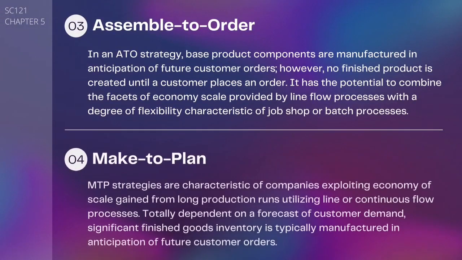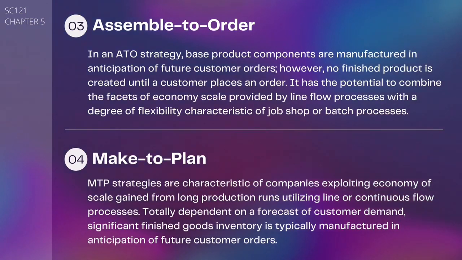Assemble to order. In an ATO strategy, base product components are manufactured in anticipation of future customer orders. However, no finished product is created until a customer places an order. It has the potential to combine the facets of economy of scale provided by line flow processes with a degree of flexibility characteristic of job shop or batch processes.